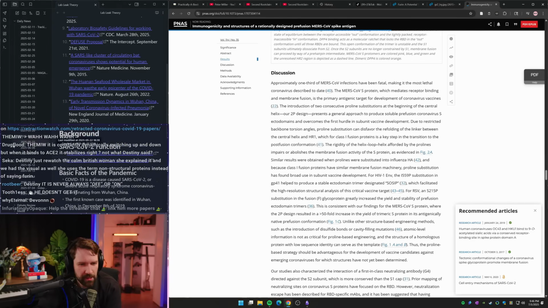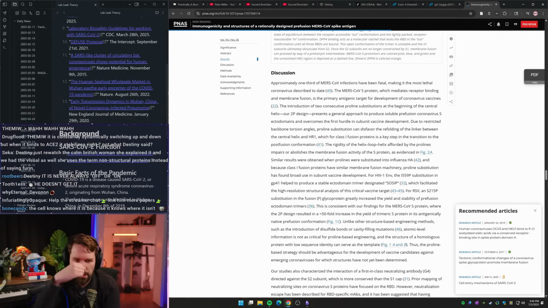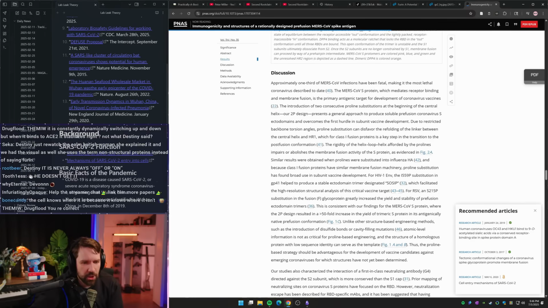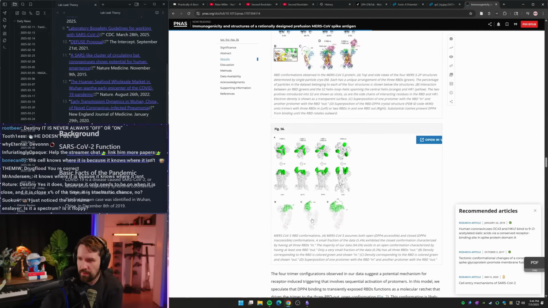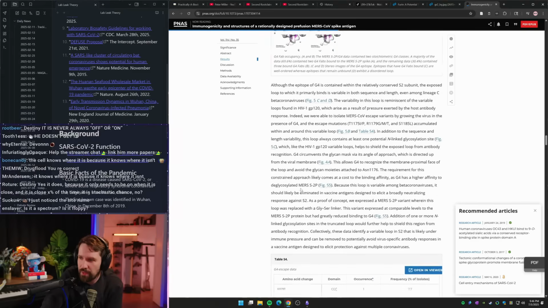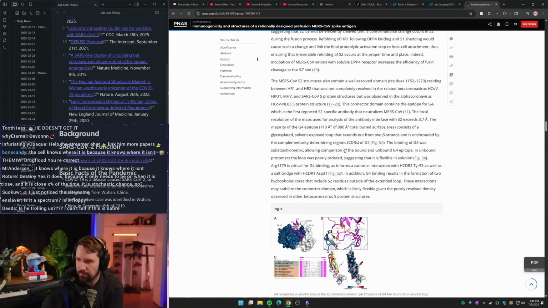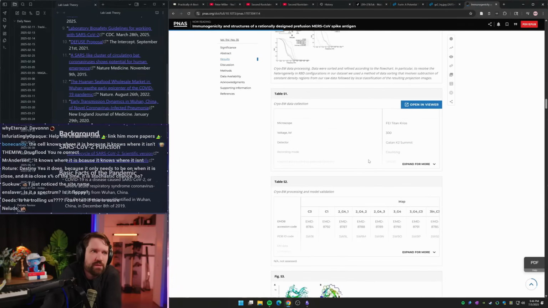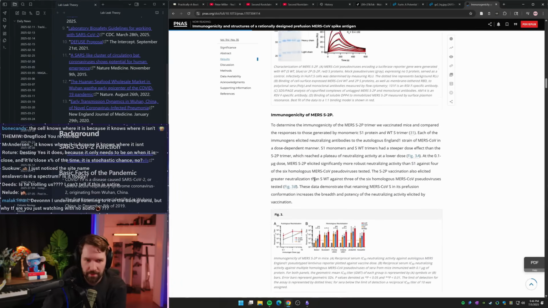It is constantly dynamically switching up and down, but when it binds to ACE2, it stabilizes, right? If it's constantly switching up and down such that it can find ACE2, then that would mean that it's immunogenic and can be found by your immune system. Then there's no advantage to it ever being down if it has to be up to find the ACE2 receptor. There's no advantage. At that point, it might as well just always be in an up configuration, no?